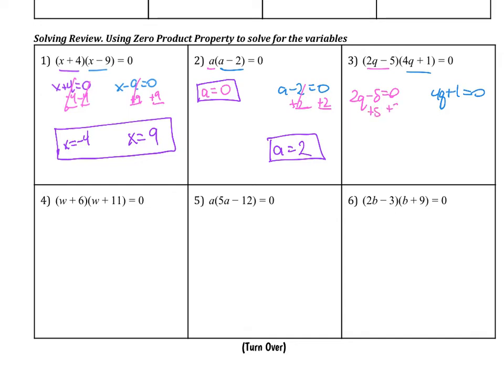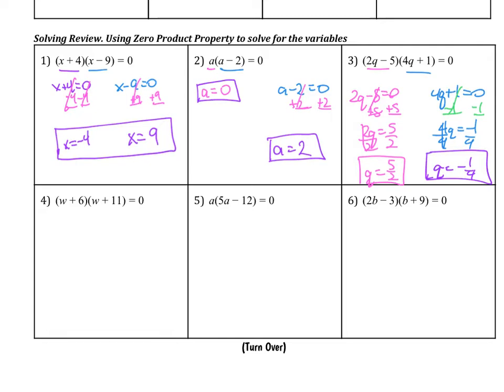On this side, we're going to add 5 to both sides. So we get 2q equals 5, divided by 2, so q equals 5 halves. Then for the right side, we subtract 1 from both sides to start isolating our q. We get 4q equals negative 1, divided by 4. So q equals negative a fourth. Our solutions here are q equals 5 halves and q equals negative 1/4.